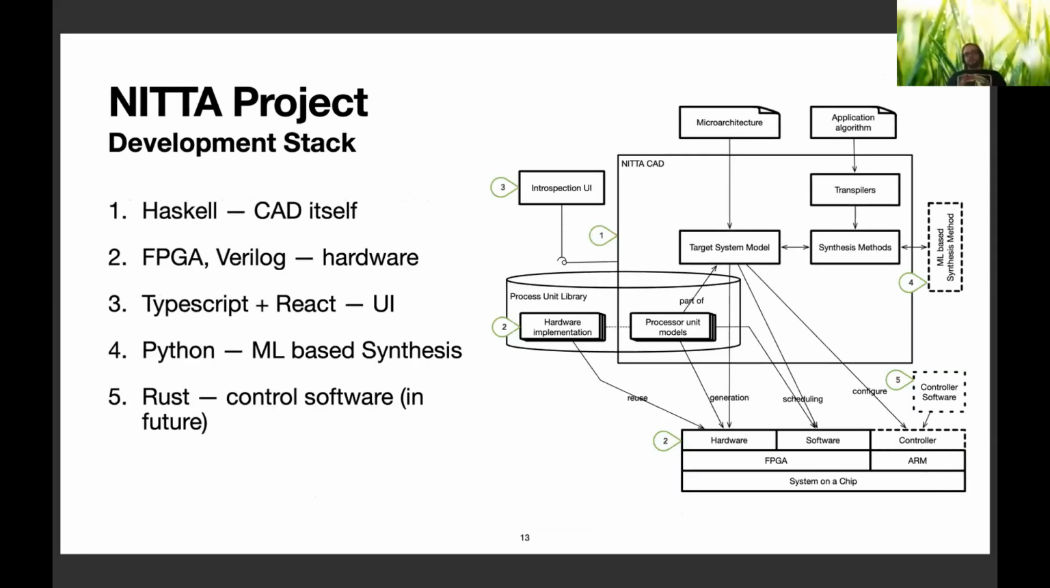And right now we can go forward to the NITA project development stack and internal organization. And here I can define some problems of verification of that project. First of all, I need to speak about the major components of the system. In the center, you can see the NITA CAD. That is a monolith of Haskell source code, which implements the synthesis method of the system that transpiles any input programming language like Lua, and the model of the target system, which allows us to schedule and generate target software and hardware of our processors.